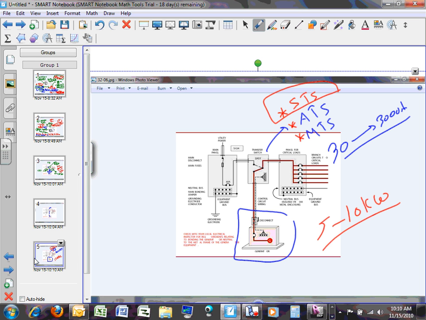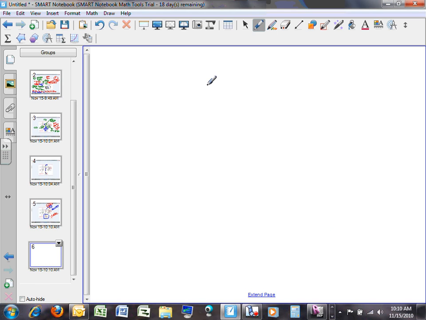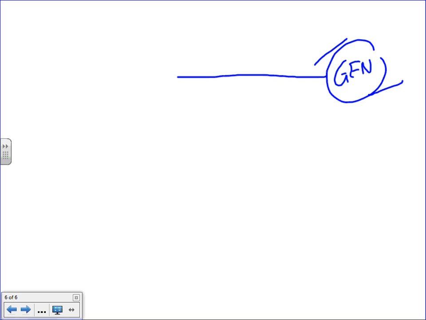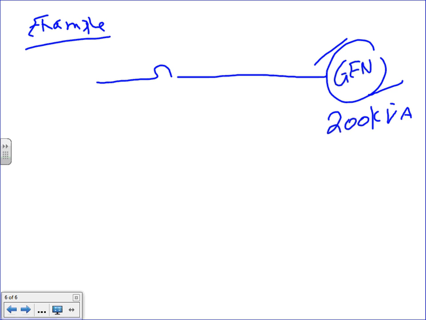The last thing I want to do, guys, if you have a generator, let's say my generator is 200 kVA. If I have a 200 kVA generator, I need to size the overcurrent protection device and the conductors for the generator. That's the last thing I want to do.